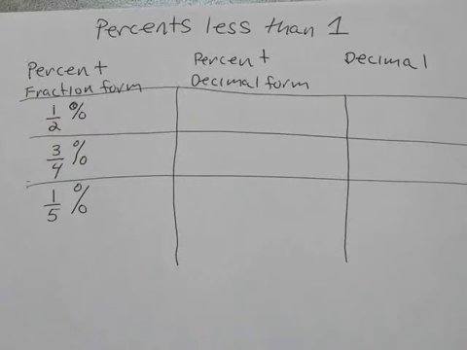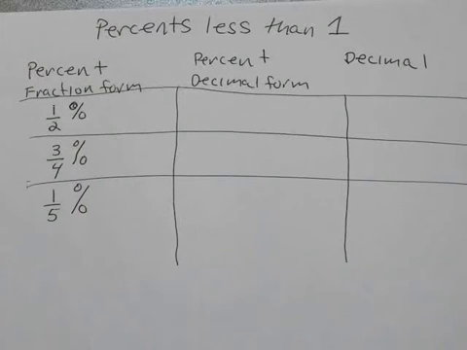In this video, we're going to talk about percents that are less than 1. And I have all of these percents in fraction form. And as you can see, they are 1/2%, 3/4%, and 1/5%. Now, in order to make use of these, I'm going to convert them ultimately into decimals. So I'm just going to show you the whole process.